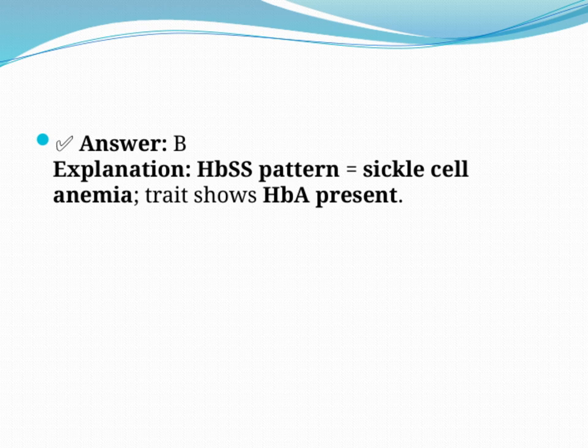Now, in the trait or carrier state, you'll notice that HbA is still present. This is important because it reflects the heterozygous status, meaning the individual carries one sickle cell gene and one normal hemoglobin gene. Recognizing these patterns helps us distinguish between the disease and the trait, which is crucial in genetic counseling and diagnosis. So, to sum up, the HbSS pattern points to sickle cell anemia, while the presence of HbA in the trait shows that the person is a carrier, not affected by the disease itself.